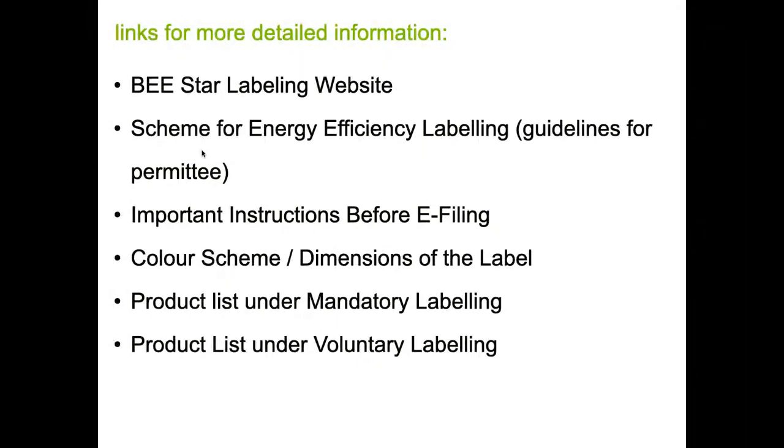Or you can go through the scheme for energy efficiency labeling. You will get to know the guidelines for the procedure and important instructions before e-filing, even the color scheme and dimensions of the label. Even the product list under mandatory labeling and the product list under voluntary labeling you will get to know from such links.